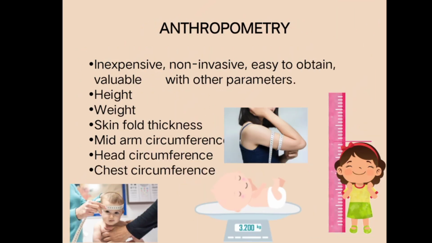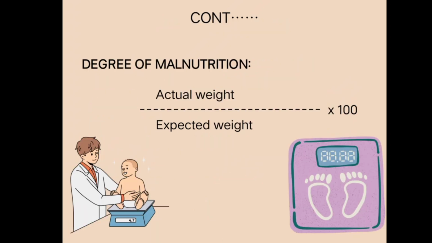So first is anthropometry. It is inexpensive, non-invasive and easy to obtain, and valuable with other parameters. Here in anthropometry we are going to check the height of the child, weight of the child, skin fold thickness, mid-arm circumference, head circumference and chest circumference. Mid-arm circumference is assessed by measuring from the acromion process to the olecranon process. We will find the half point, then go around that part and check the mid-arm circumference.